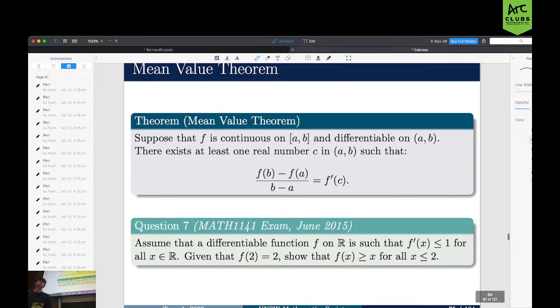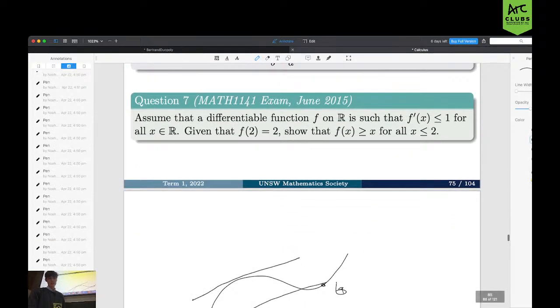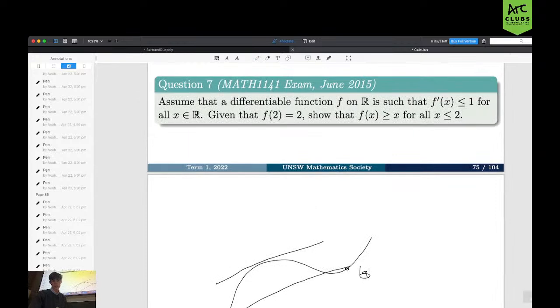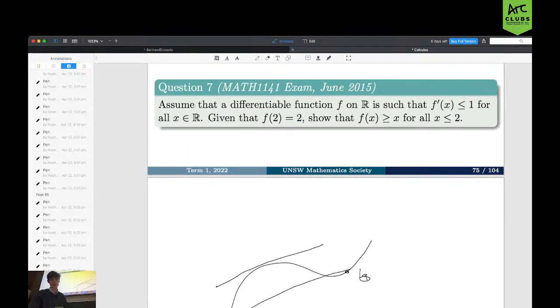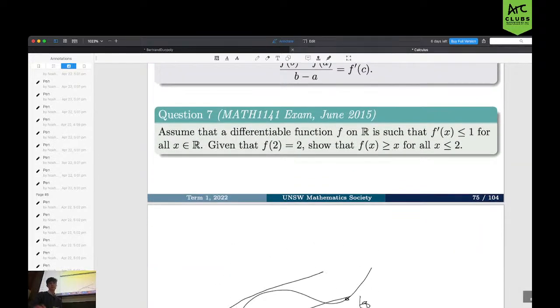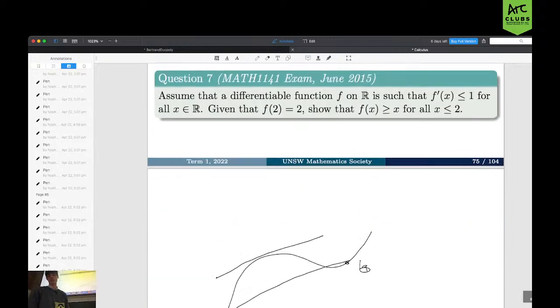A common application of the mean value theorem, and a common place where mean value theorem questions come up, is asking us to prove inequalities involving functions using the mean value theorem. This is pretty common for both MATH1131 and MATH1141, so it's good to be able to know how to do them. So this question says we have a differentiable function f on the real numbers such that its derivative is always less than or equal to 1 for all x in the real numbers. We know that f of 2 equals 2, and we're trying to use that to prove that the function is always larger than or equal to x, for all x less than or equal to 2.